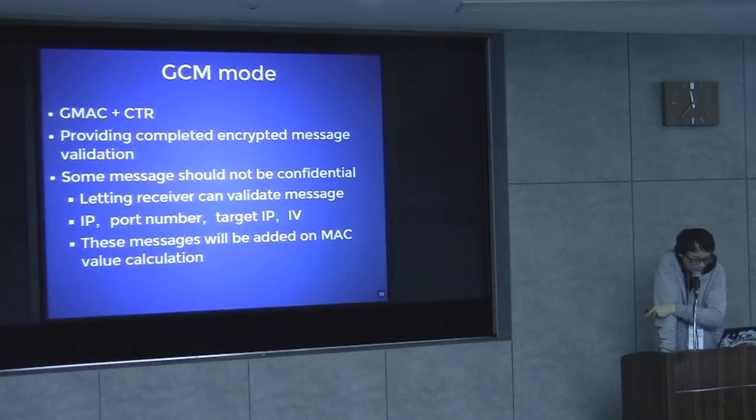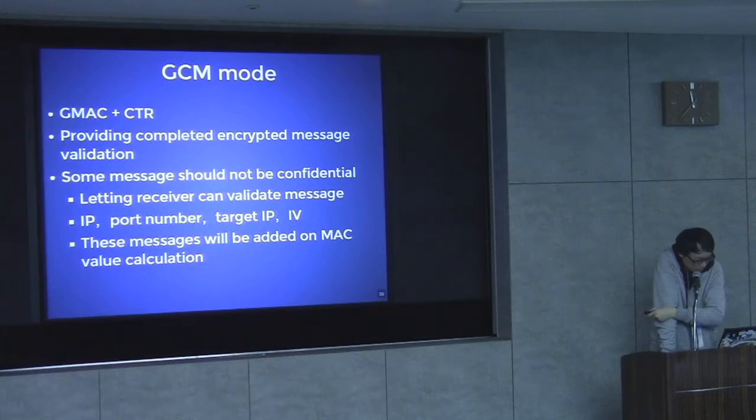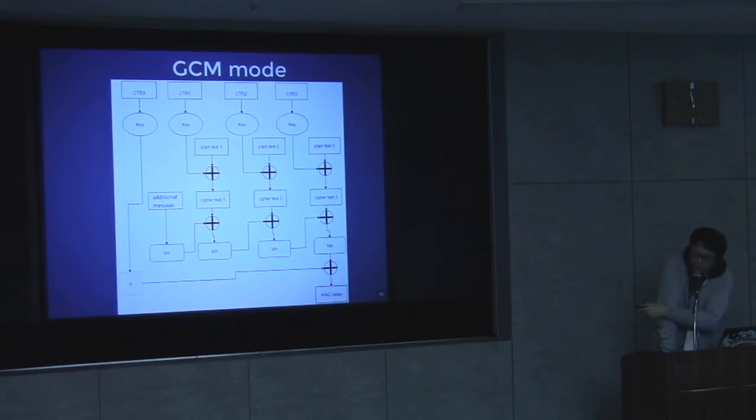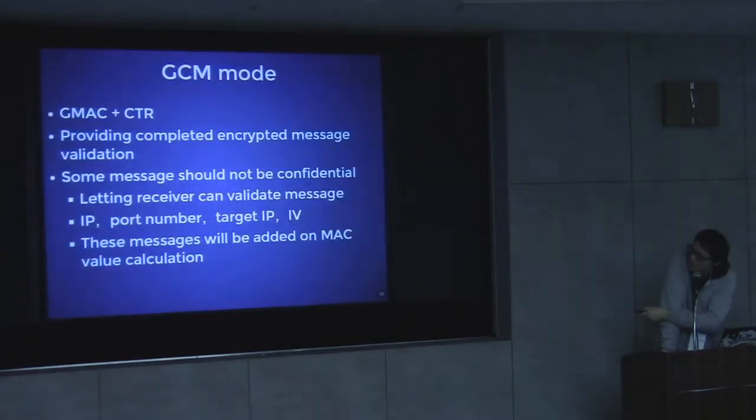And some messages should not be confidential, so it lets the receiver validate the message. And the message includes the IP address, port number, the target IP and the initialization vector. And these will be added to the MAC value calculation. So here is the GCM mode. And it can combine this one and this one. So it has a very big picture.